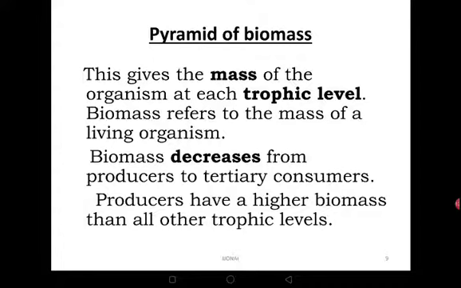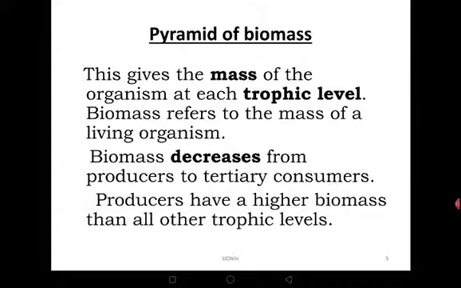Then we compare the weights of these different organisms at each trophic level. Which trophic level do you think weighs more? That's what we want to find out. So you realize that the biomass decreases from the producers to the tertiary consumers, meaning the producers have the highest mass, and then the last consumers on top have the lowest mass.